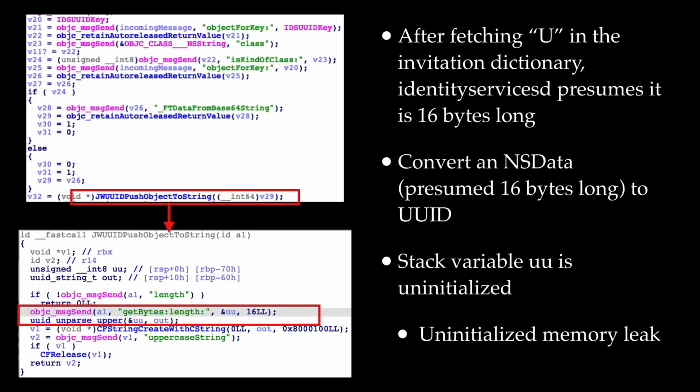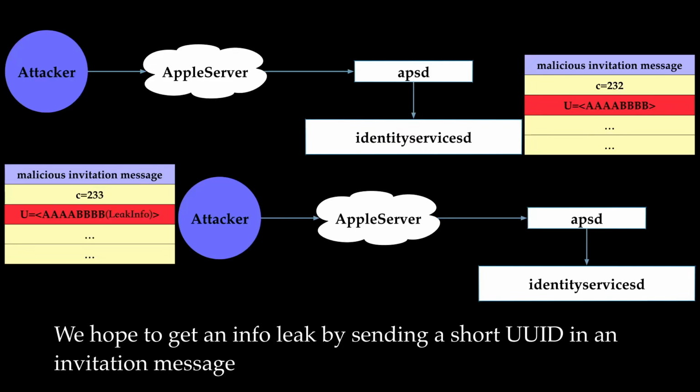But the question is, first, there's no check on the length of the NSData, the UUID. Second, the local buffer is not initialized. So what would happen if the UUID is less than 16 bytes? It will cause a kind of uninitialized memory leak, because we can force the receiver to send the UUID back. So what we hope to do is this. We implemented a very simple POC. We hope to see this.